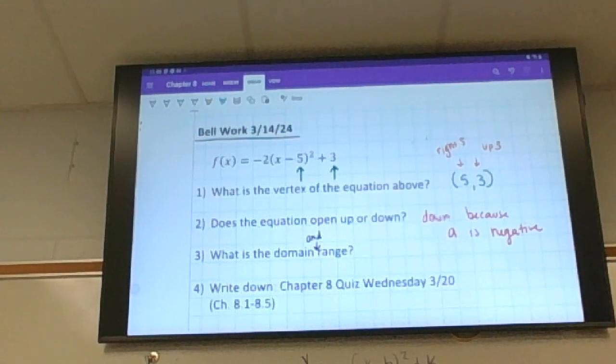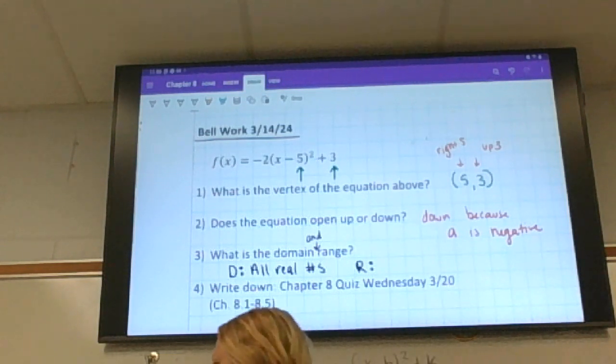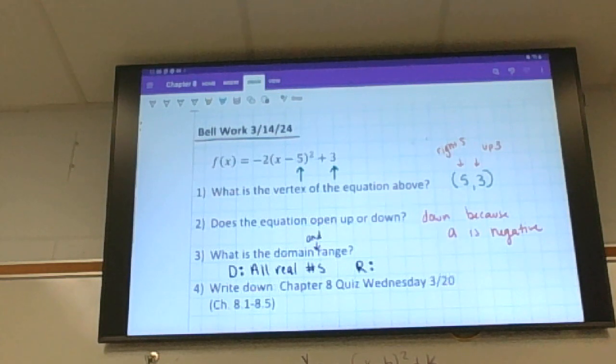All right, domain is all real numbers. And the range is very tricky without a picture. Domain and range. Range is a y value. I wrote this, I think, yesterday in 6th period, but maybe not in this class. I don't remember. So, range.